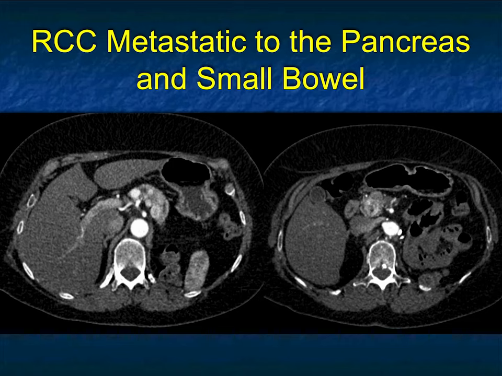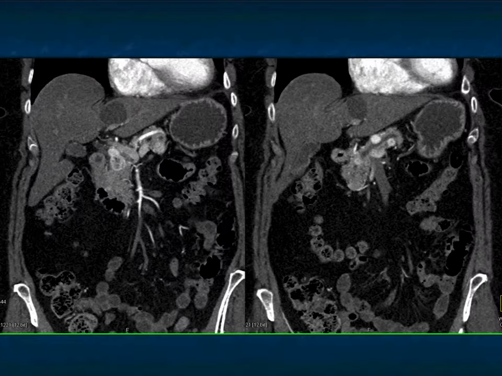Here's an example of multiple metastases to the pancreas. Now, the average met to the pancreas occurs about 10 years after the initial diagnosis. So, again, the importance of follow-up. Patients will get partial resections of tumors, but if the tumor is extensive like this, they may get a total pancreatectomy. But patients with aggressive pancreatic surgery for metastatic renal cell often do very well.